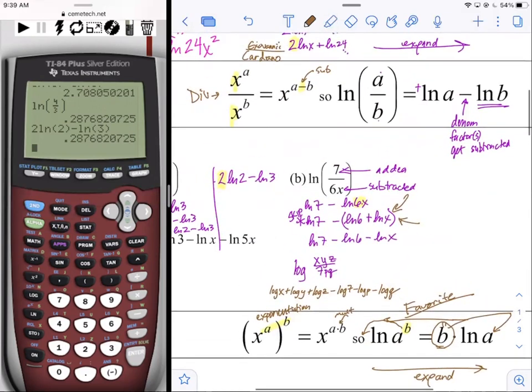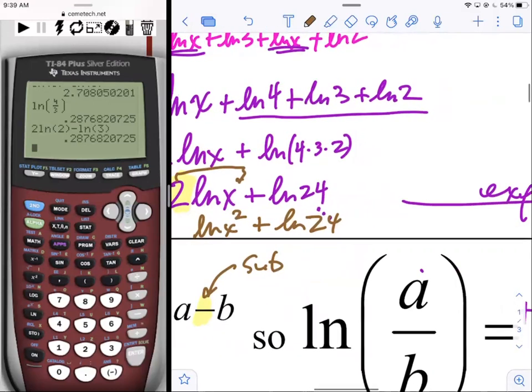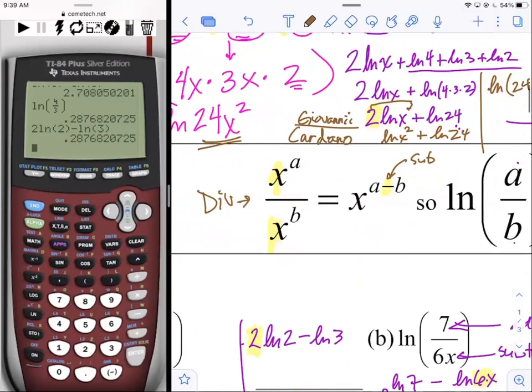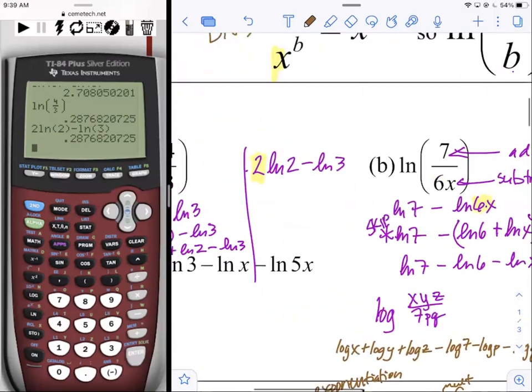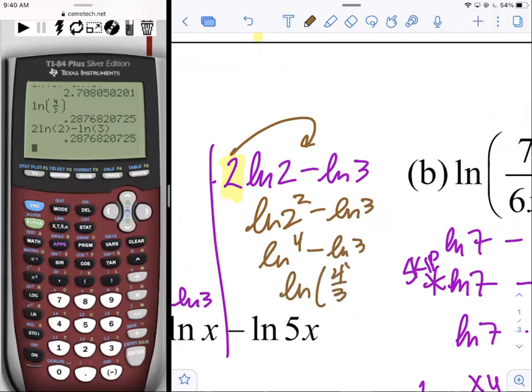Hey, let's return to the scene of the crime. Up here, I could bring the 2 up and call it the natural log of x squared plus the natural log of 24. And now I can condense those and call that the natural log of 24x squared. And that is what we got over here. And over here, we could bring this up and call it the natural log of 2 squared, which is the natural log of 4 minus, and then we can condense further and call it the natural log of 4/3.